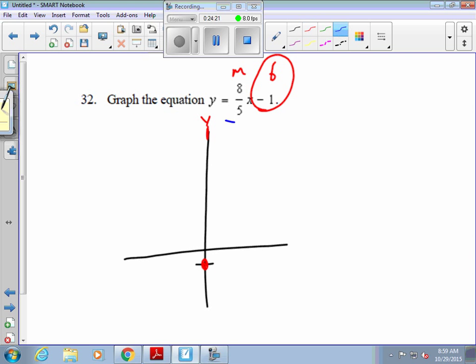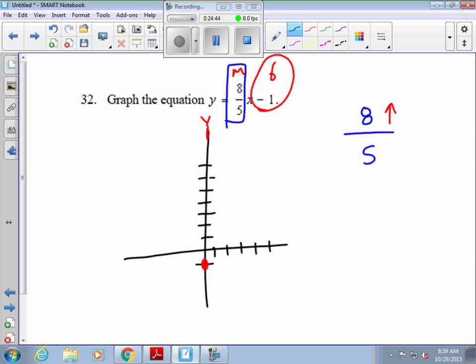Your slope, your m value, says 8 over 5. Remember, m is rise over run. It tells you how much it's either going to go up or down over how much it's going to go left or right. 8 is a positive value, so you're going to go up 8 times. So from here, 1, 2, 3, 4, 5, 6, 7, 8. You're going to go up that many times. And to the right, 1, 2, 3, 4, 5. You're going to the right since this one's a positive value. So up 8 times, to the right 5 times, and then draw yourself a straight line through your 2 points. That's how your graph should look.